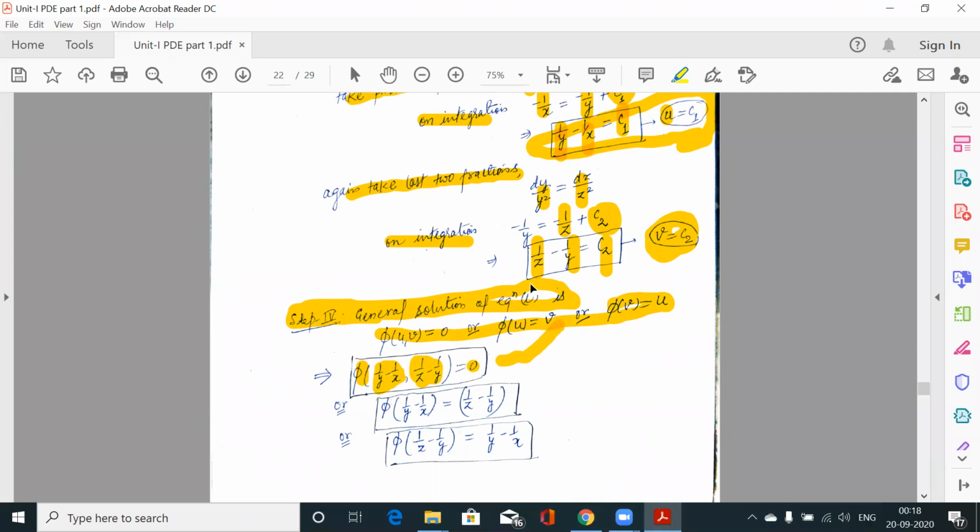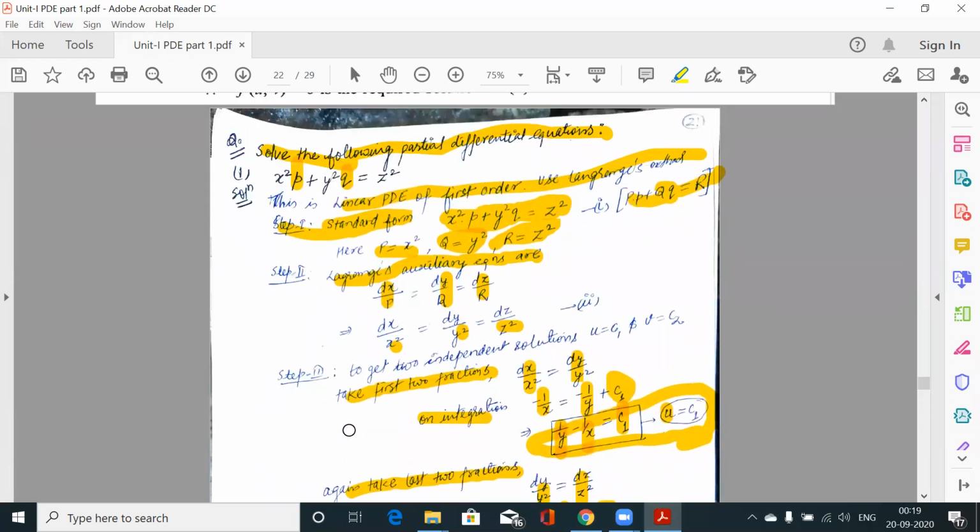Or we can write in this form also, phi of u is equal to v, that means phi of 1 by y minus 1 by x is equal to 1 by z minus 1 by y. Or phi of v is equal to u, that means phi of 1 by z minus 1 over y is equal to 1 over y minus 1 over x. So these are three possibilities of the general solution. Any of these is our general solution. We can use any of these three forms. All are correct general solutions.